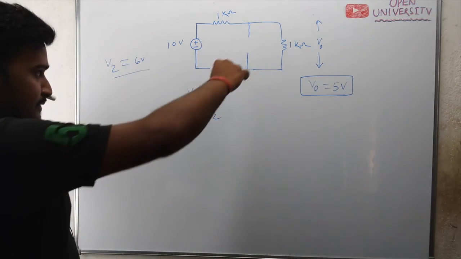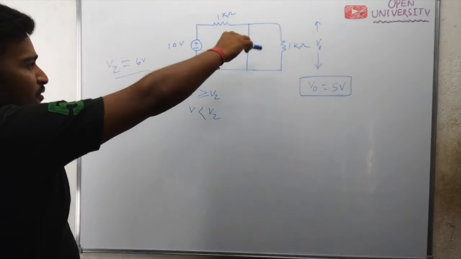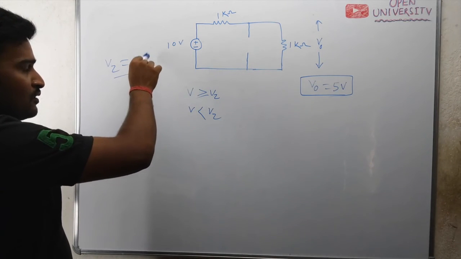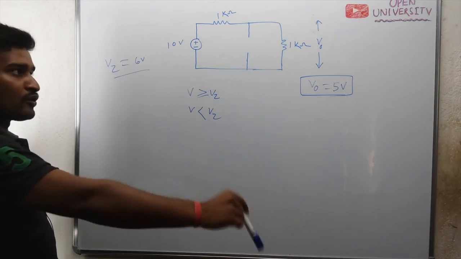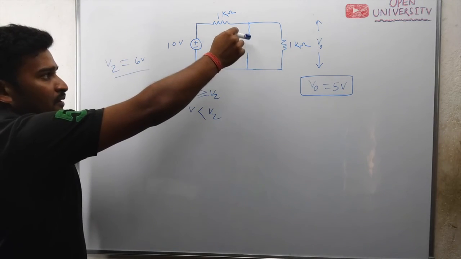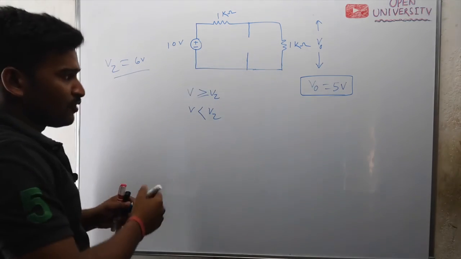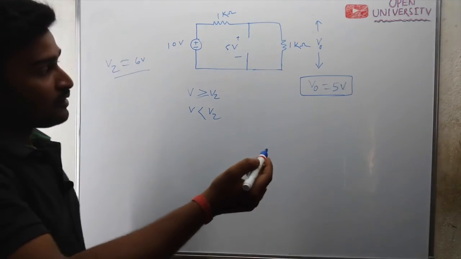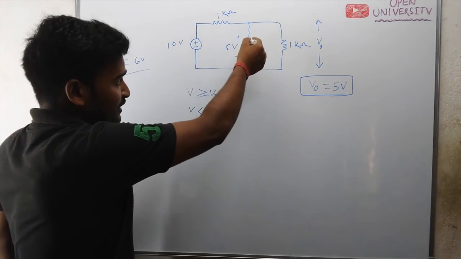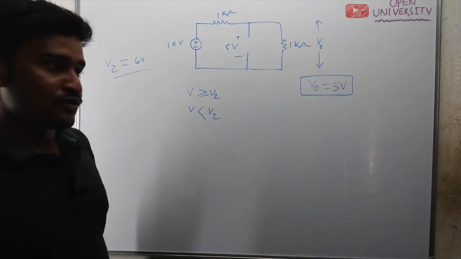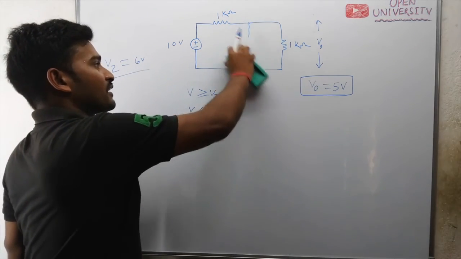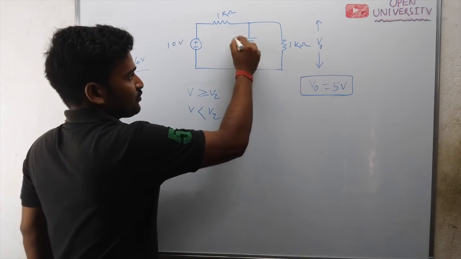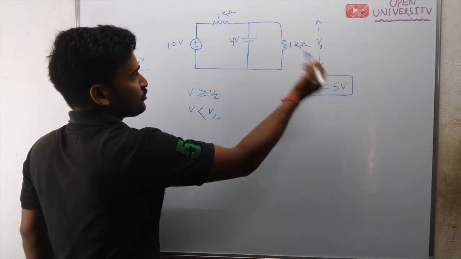Suppose the Zener breakdown voltage is 4 volt, instead of 6 volt. That is, Vz is 4 volt. Now what will happen? This 5 volt will be greater than 4 volt. So now you can replace your Zener diode with a constant voltage source, that is nothing but Vz. So what is Vz now? 4 volt. So the output voltage will be 4 volt.